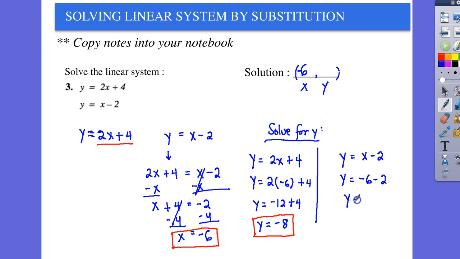And then y equals, what's negative 6 minus 2? That's negative 8. So we got the same answer. That means our answer is correct. y is negative 8. So that's the solution to this system. That means these two lines will cross at the point negative 6, comma negative 8.